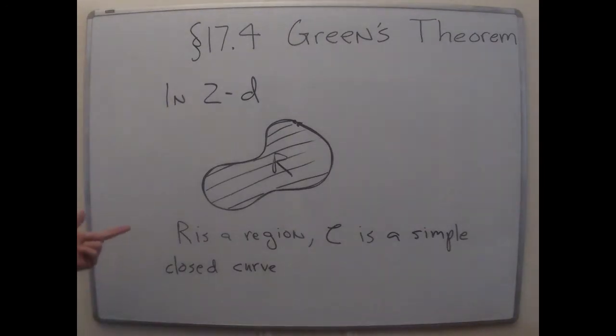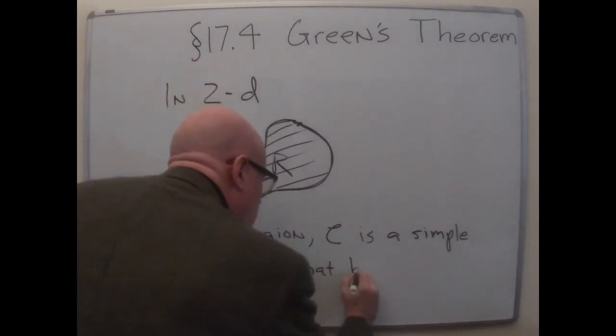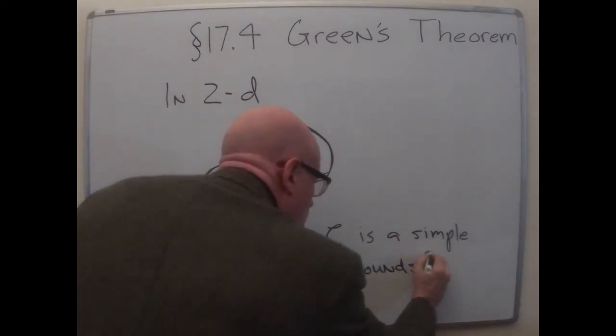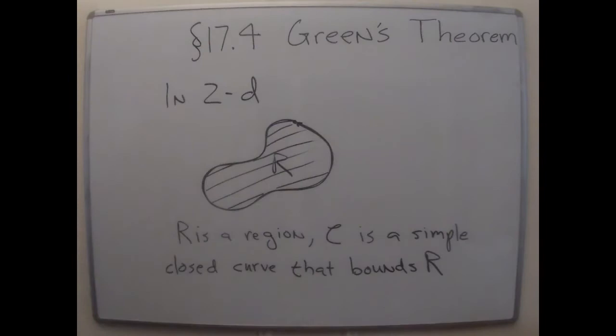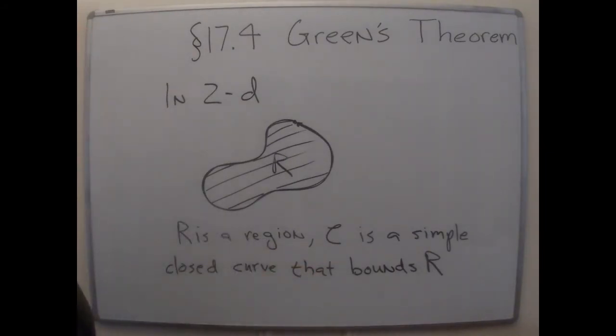I guess the simplest way to say it is that C bounds R. So C is a simple closed curve that bounds R. Okay. So we've got to say what kind of things could we do across a region like that, and then what kinds of things can we do with the simple closed curve?